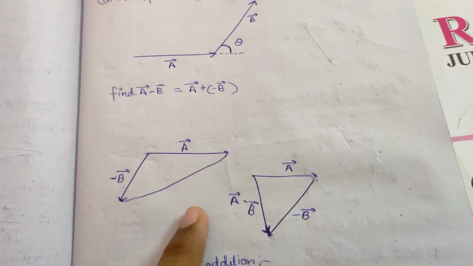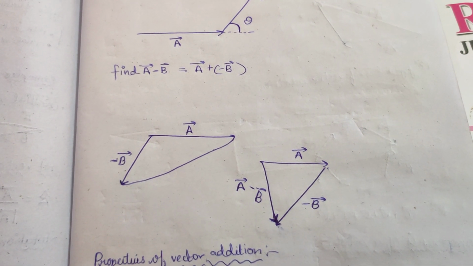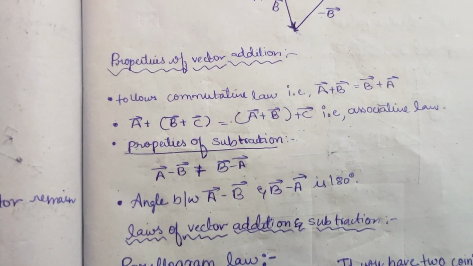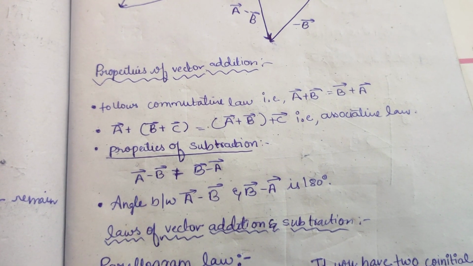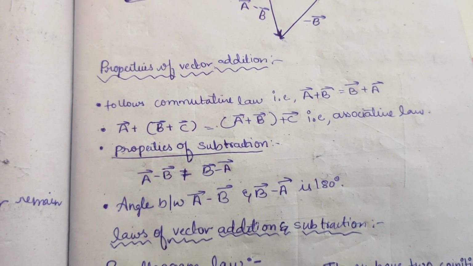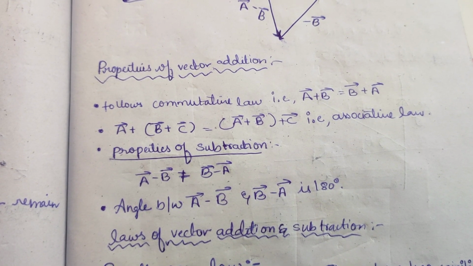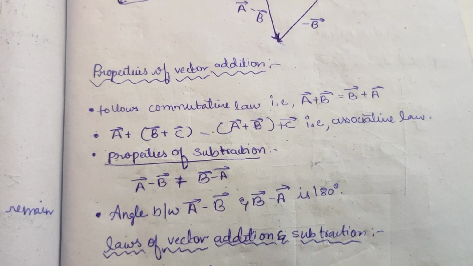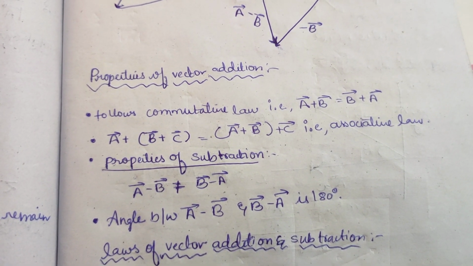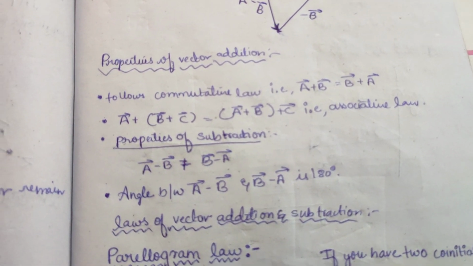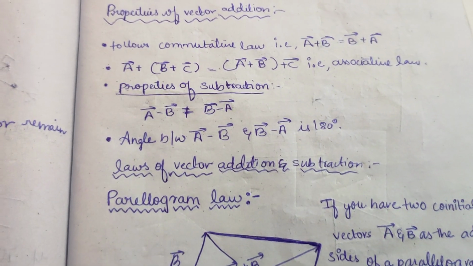Here you can see like this. Now let us move on to the properties of vector addition. It follows the commutative law, that is a plus b equal to b plus a. (a plus b) plus c equal to a plus (b plus c). It is known as associative law, which means vector addition follows associative law.